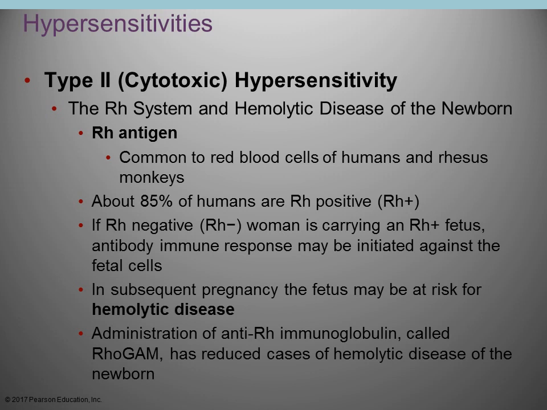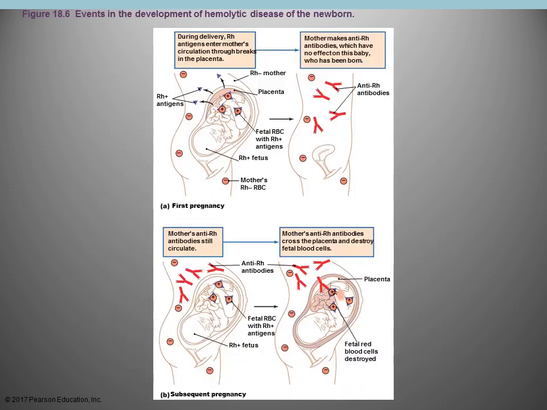So there's a way of trying to prevent this as best you can. And what they would do is they administer a drug. They give the pregnant woman a shot of what's known as Rogam to try to reduce the chances of hemolytic disease. So what happens in this diagram is it tries to explain this. In the first pregnancy, mom is RH negative. The developing fetus is RH positive.